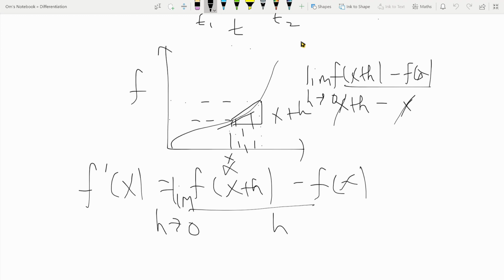Now in the next video I'll be trying to find the derivative of some common functions that you encounter while doing calculus, that is x raised to n, sin x, tan x, sec x, e to the x and ln of x. And in the video after that I'll be looking at the chain rule.